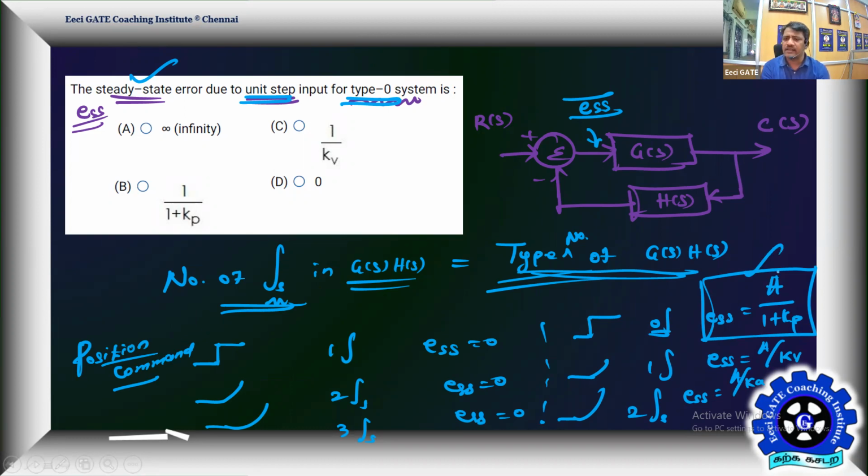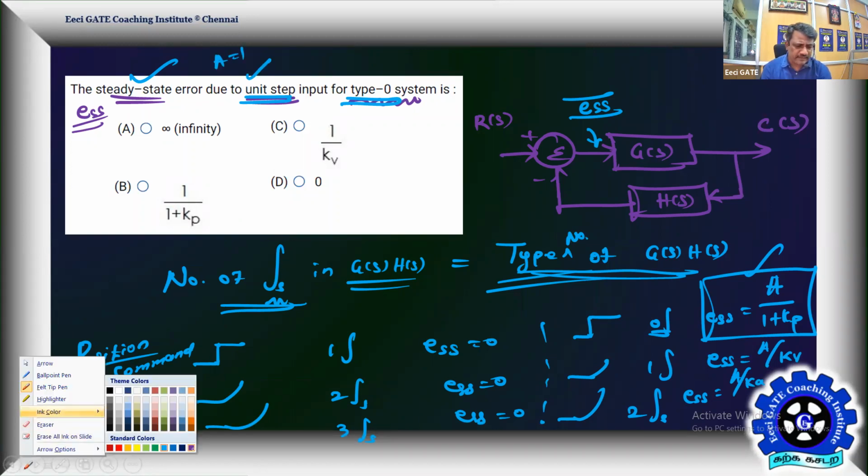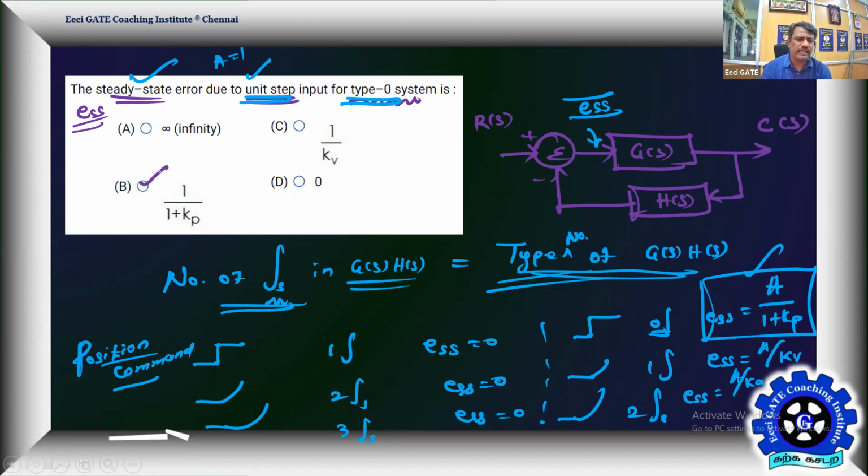A is the step size or the step magnitude. What is the step magnitude? Here it is a unit step. So A is equal to 1. Therefore, you can pick the answer. Such a simple problem. Once you know the fundamental, straight away you know the answer.